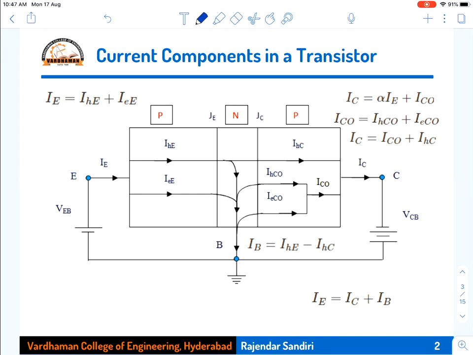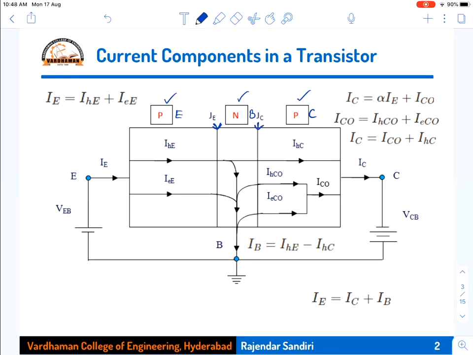In this diagram, I have taken a PNP transistor. That means the emitter is of P type. This is the emitter. The base is of N type, and the collector is of P type. So the semiconductor materials are P, N, P. Okay, so in this PNP transistor, the junctions are represented here. JE is the emitter junction, and JC is the collector junction. Those two junctions are here.